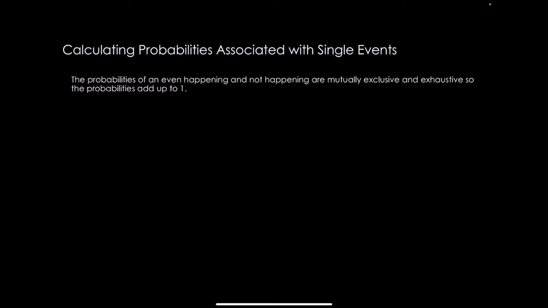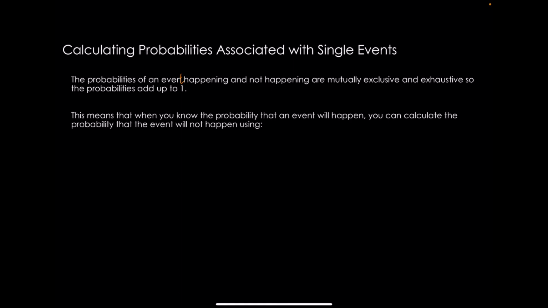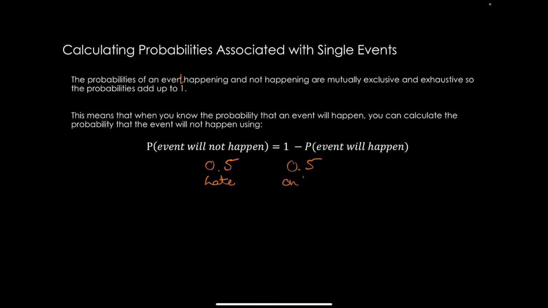So, earlier on I mentioned that the probabilities of an event happening and not happening are mutually exclusive, and exhaustive, so the possibilities add up to 1. What that means is that when you know the probability that an event will happen, you can calculate the probability that the event will not happen using this formula. Let's say, for example, the chances of you being late to school are 0.5. The chances of you being on time is also 0.5, because 0.5 add 0.5 makes 1 whole. You can also say it's 50% plus 50%, which equals 100%.